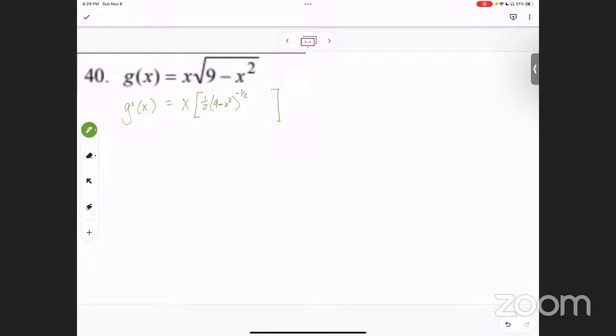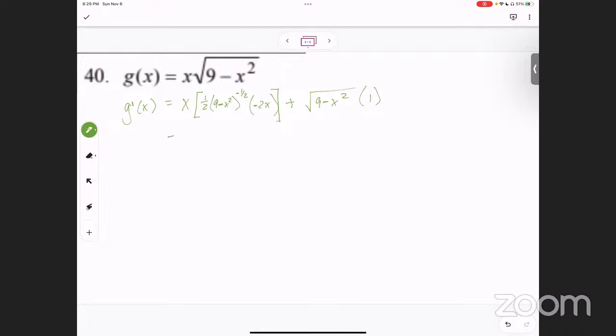Oh, yes. See, how I did that? And now I'm going to multiply that by the derivative of the inside function. What's the derivative of this inside function? Negative 2x. Perfect. So that's the first part, plus the second part times the derivative of the first part, which is just 1.